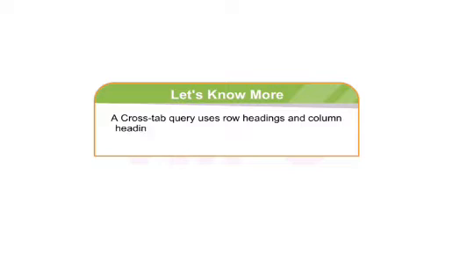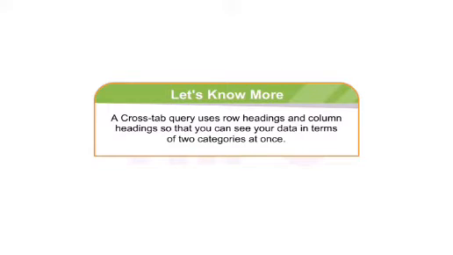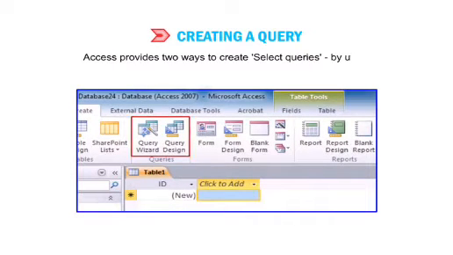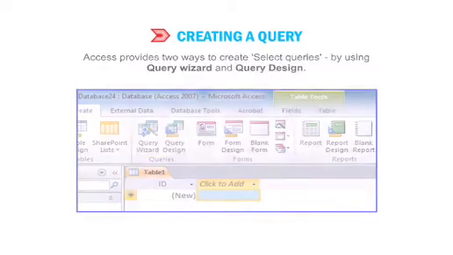Students, let us know more. A cross-tab query uses row headings and column headings so that you can see your data in terms of two categories at once. Alright students, now we will discuss creating a query. Access provides two ways to create select queries: by using Query Wizard and Query Design.